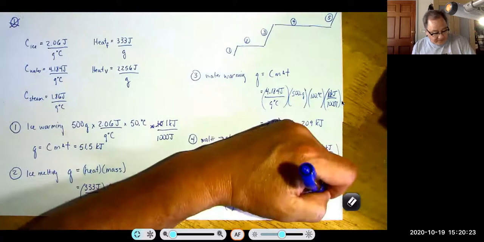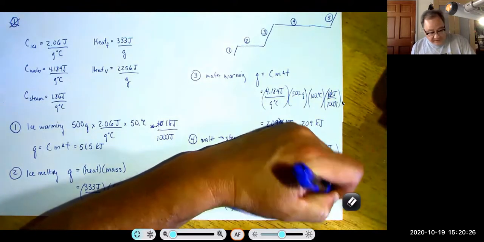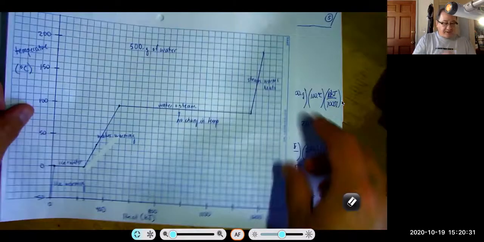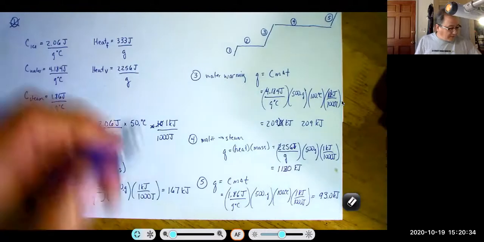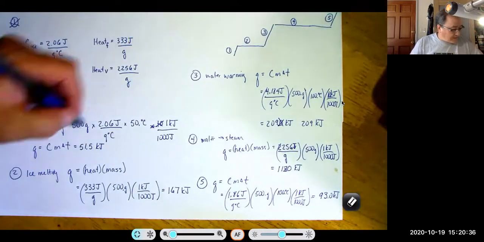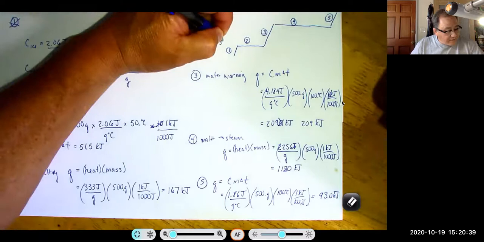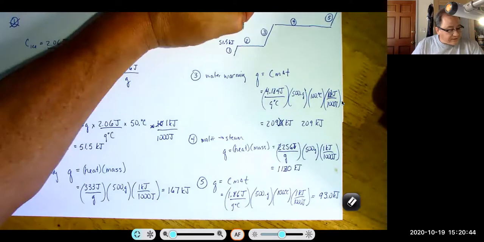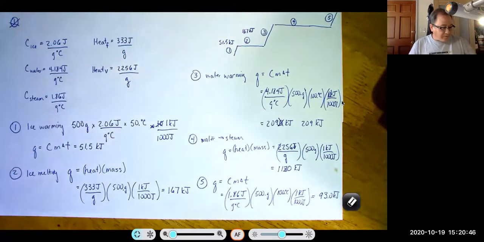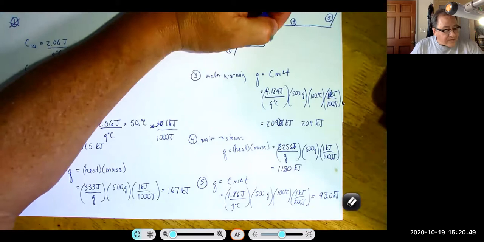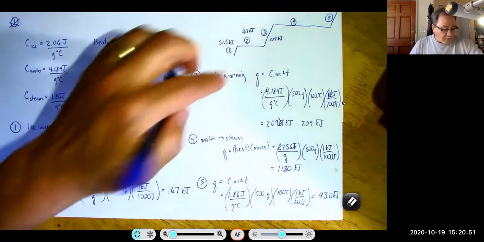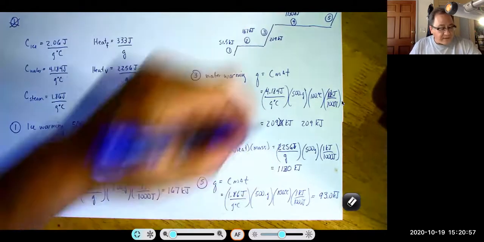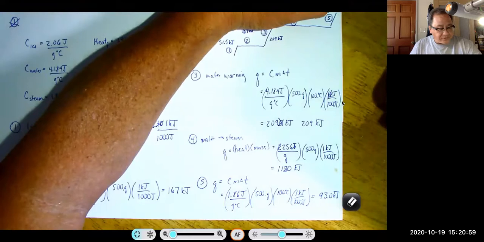$93. So 93.0 kilojoules. So this last part here is about 93 kilojoules. So writing the numbers in here, for 1, we get 51.5 kilojoules. For 2, we get 167 kilojoules. For 3, we get 209 kilojoules. For 4, we get 1,130 kilojoules. And for 5, we get 93.0 kilojoules.